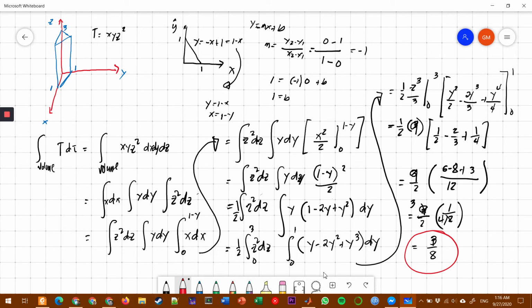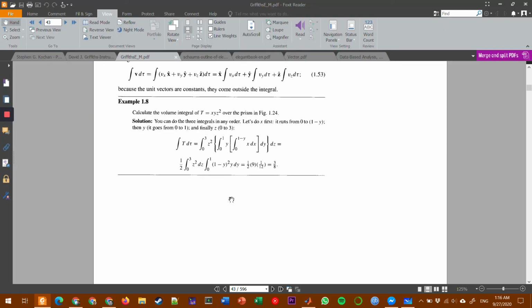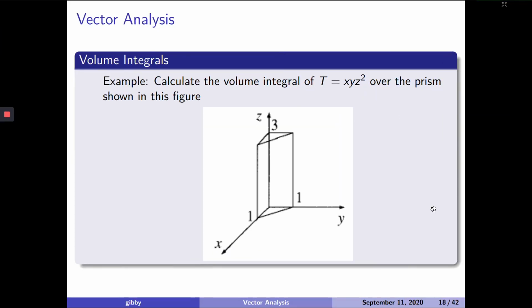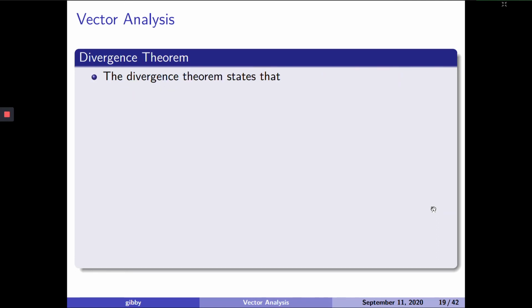Now let's proceed to this one. Okay. So we calculated this problem, or we've solved this problem already. So this is 3 over 8. Now let's move on to the divergence theorem. So the divergence theorem states that, given in equation 27.